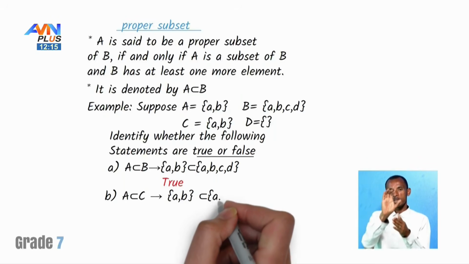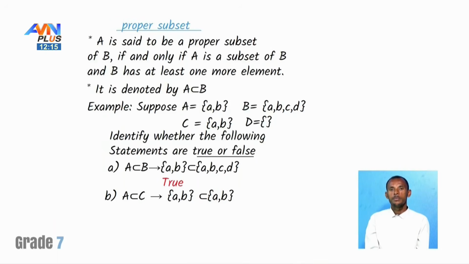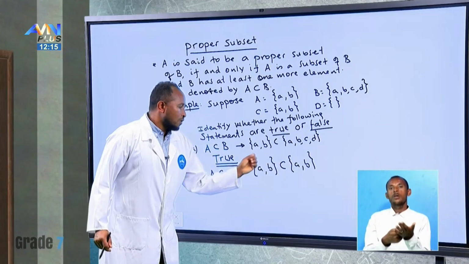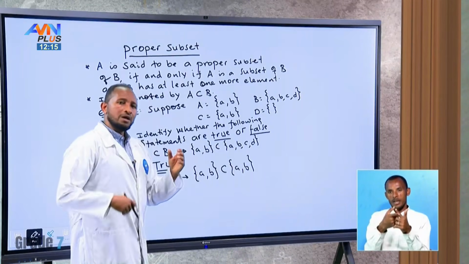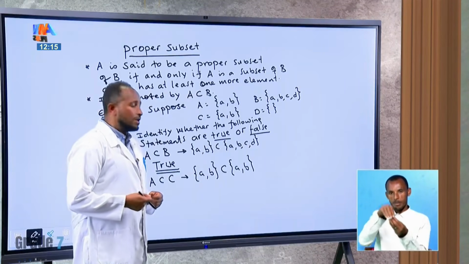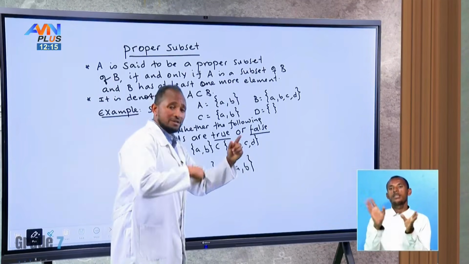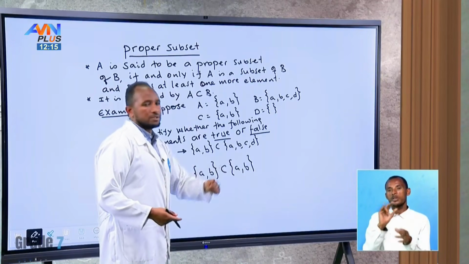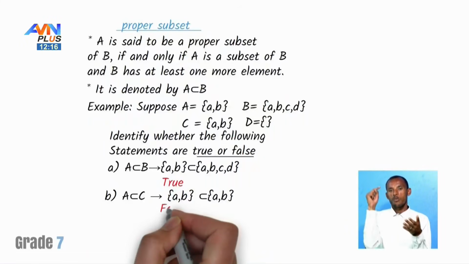Set C contains these two, A and B. Okay. The meaning of proper subset is that all elements in the first set are found in the second set. In addition to that, the second set must have at least one more additional element. When all elements are found in the second set, but the second set doesn't have an additional element, this set is not a proper subset of the second set. Therefore, this statement is false.